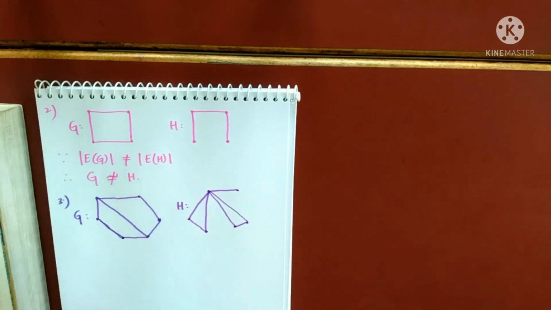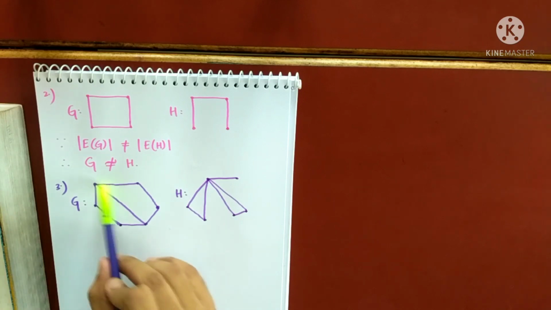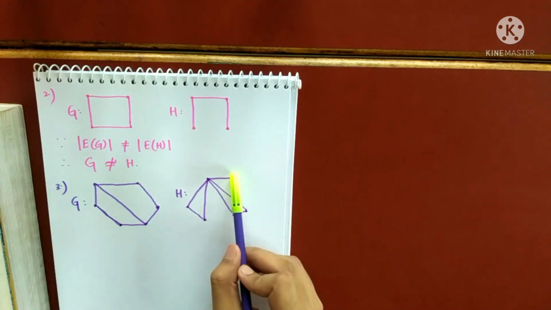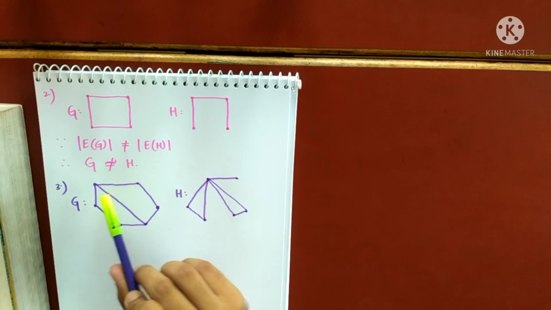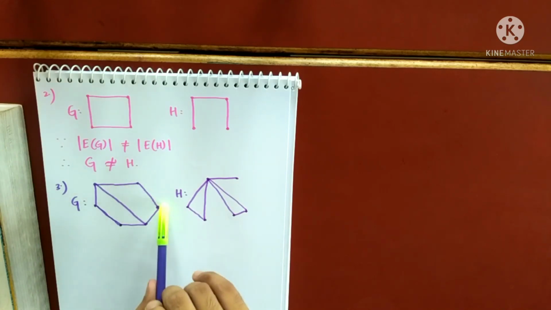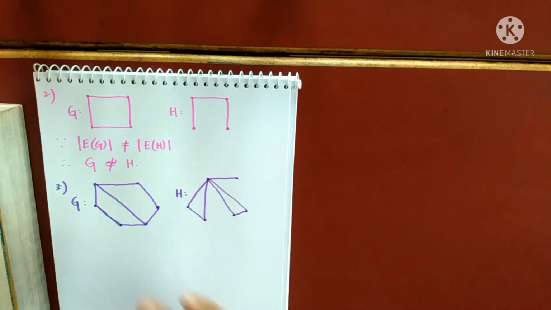If I ask you whether these two graphs G and H are isomorphic or not, you always start by counting the vertices. 1, 2, 3, 4, 5, 6. 1, 2, 3, 4, 5, 6. The number of vertices is the same, but that does not mean that the two graphs are isomorphic, because that is not a sufficient condition. Let's count the number of edges. 1, 2, 3, 4, 5, 6, 7. 1, 2, 3, 4, 5, 6, 7. The number of edges in both graphs is the same, but again that does not mean that the two graphs are isomorphic.